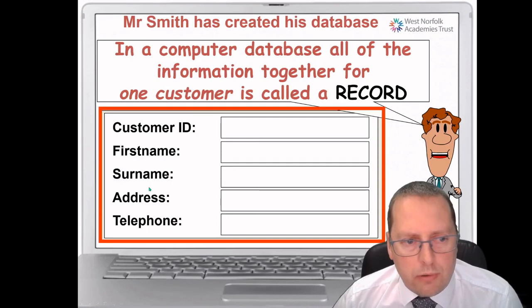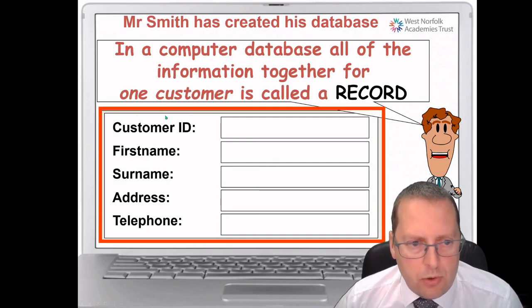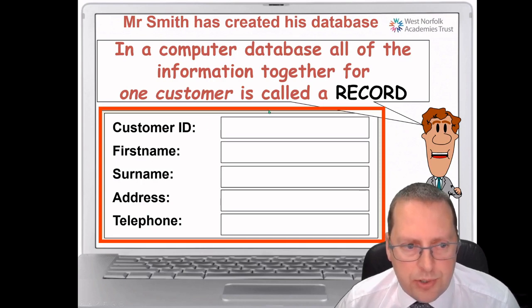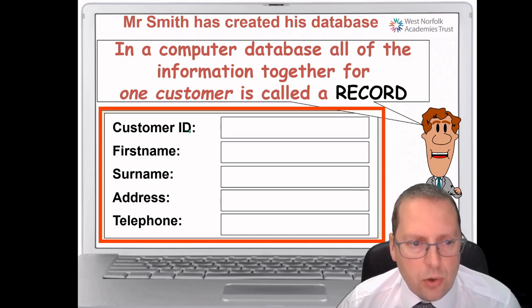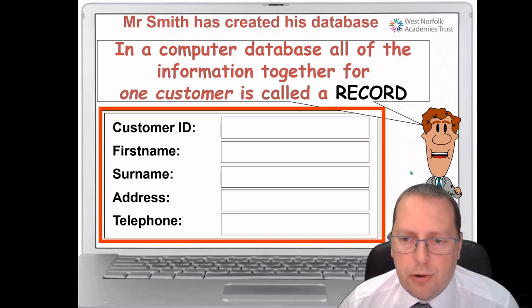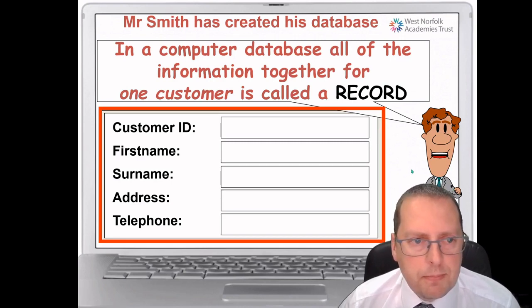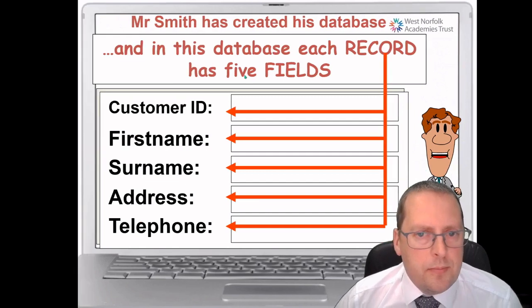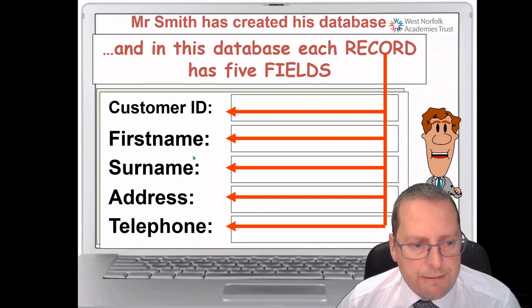So once we've got all our information about one customer or one item, so all these fields together, this becomes a record. So a record is all the fields of information about one item. So this is the next term that you need to understand, a record. You need to remember that, and you will be writing that in your ePortfolio shortly. So here we have a record with 5 different fields: the customer ID, the first name, the surname, the address, and the telephone number.